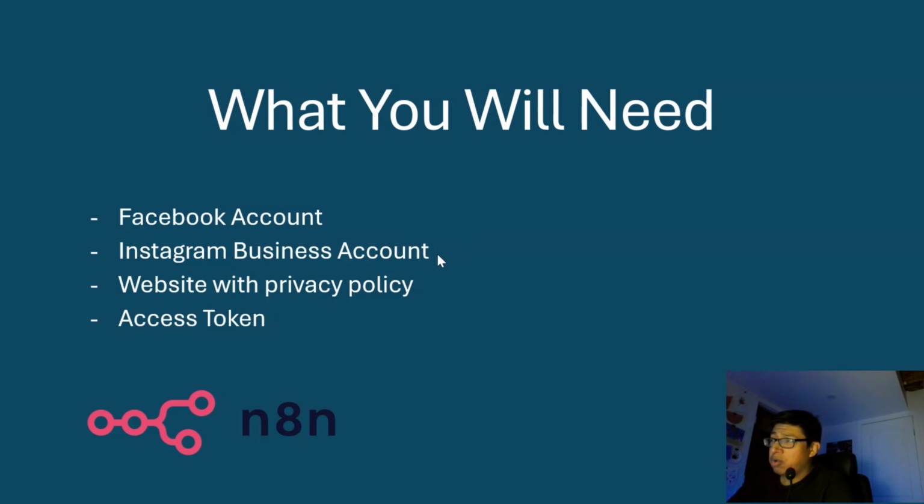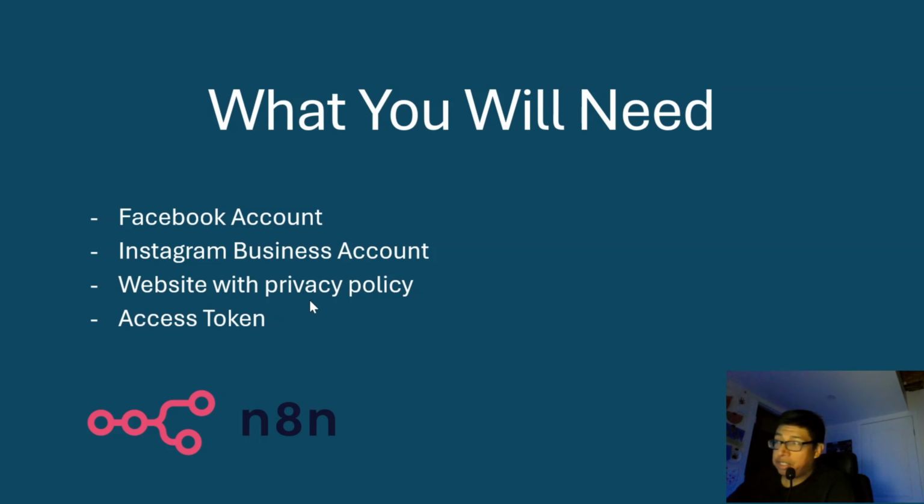And then you're going to want to make sure that you have a Facebook account linked to your Instagram business account. If your Instagram account is a personal one, just switch it over to business and link that with your Facebook account. And then when you're in your developers portal or developers page for Facebook, in order for your app to go live, you're going to have to put in a website URL and a privacy policy page. So that's one of the requirements in order for that app to go live.